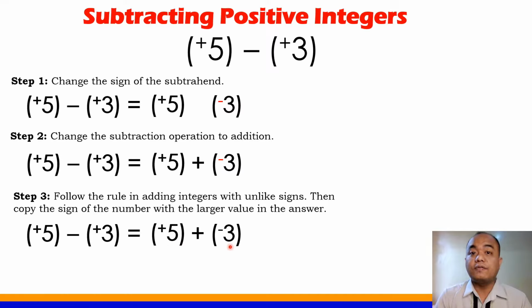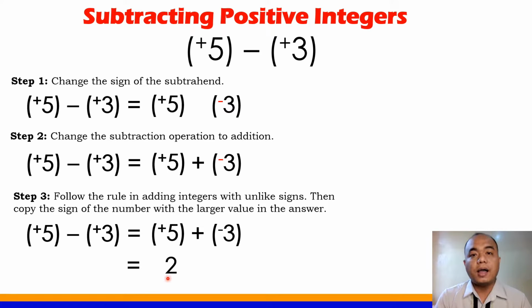And then, the absolute value of negative 3, i-disregard natin yung sign ng negative 3, magiging 3 na lang. Okay? So, disregard the signs, class. 5 minus 3, how much? Yes, the answer is 2. Pero, ano ang sign na dapat ilagay natin sa 2?